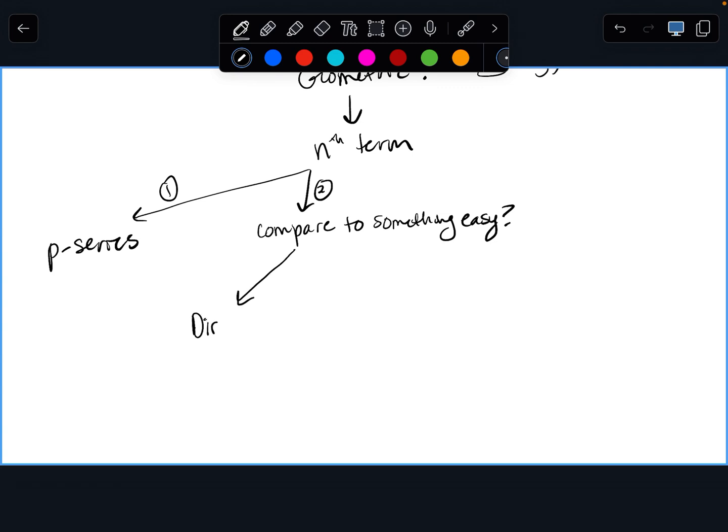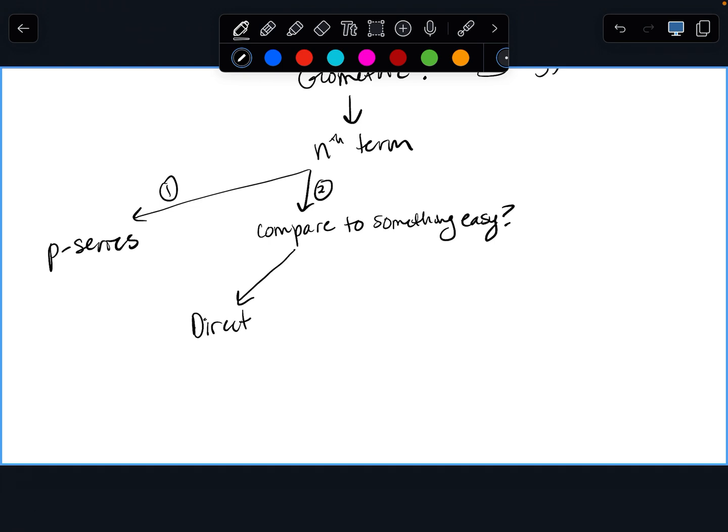And then I have two choices. Direct is if it's easy to tell if one is bigger than the other. Okay? Maybe it's like 1 over n plus 1, or n minus 1, I guess I should say. That would be I do a direct.